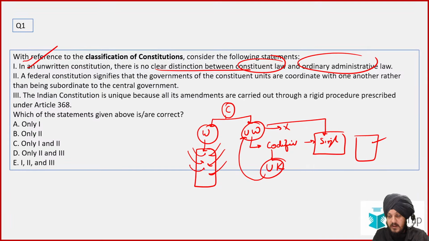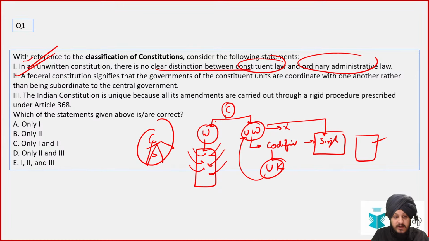Then the second is, a federal constitution signifies that the governments of the constituent units are coordinate with one another rather than being subordinate to the central government. So yes, this is also true. If you talk about the federal constitution, we know that there is division of power between the central and the state governments, and the governments coordinate with each other. So this is also true.